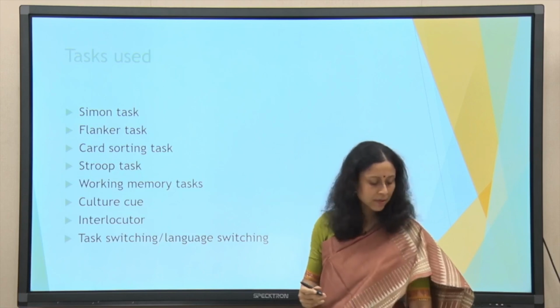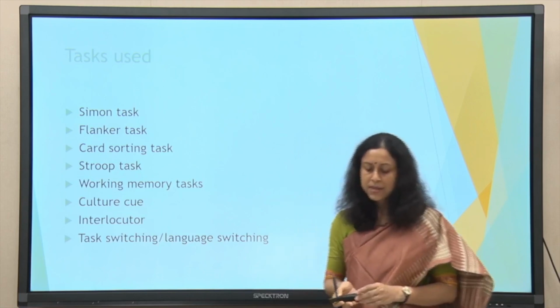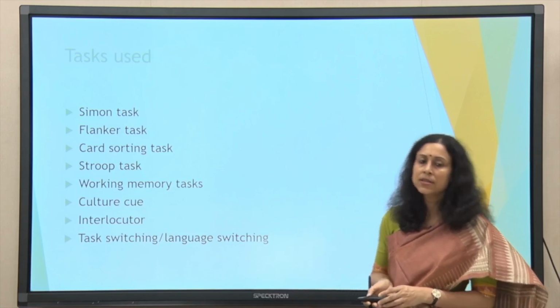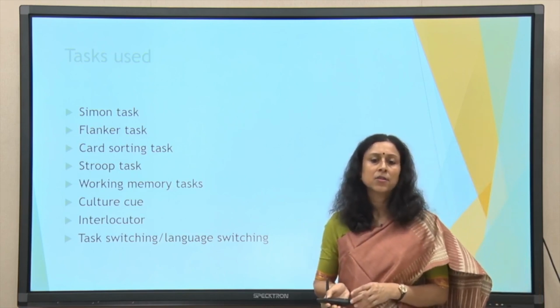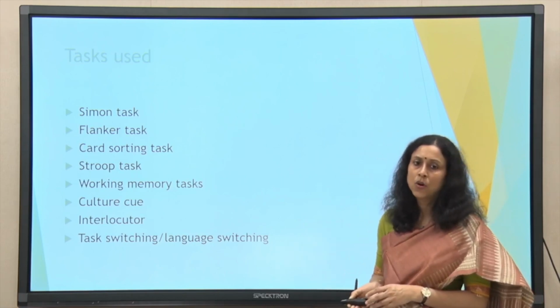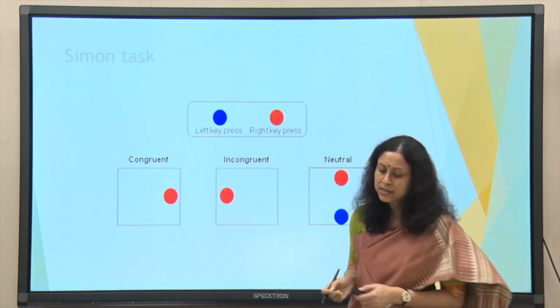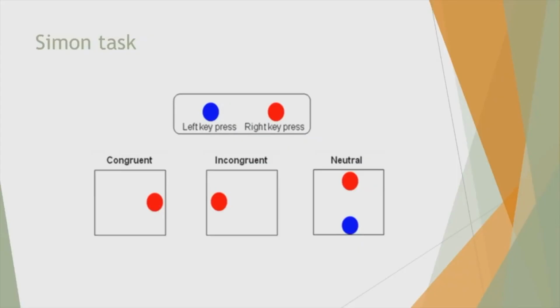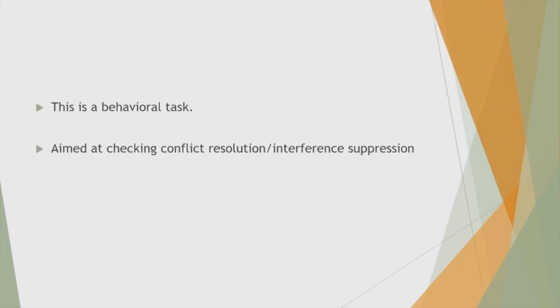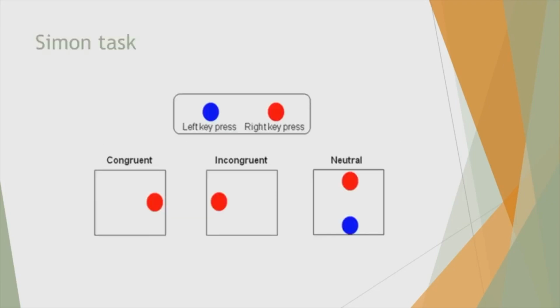Some of them are listed here, not all of them, but these are the most commonly utilized ones: Simon task, flanker, card sorting, Stroop task, working memory, and so on. Let us see them one by one. This is the Simon task, one of the most commonly utilized ones. It is a behavioral task, as I just mentioned. It looks at the capacity of conflict resolution in a participant.